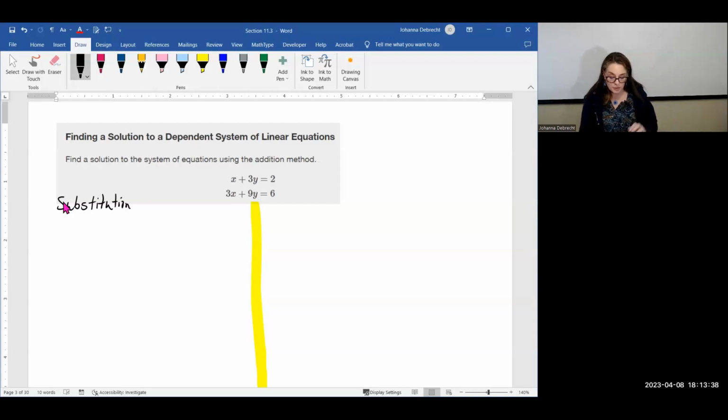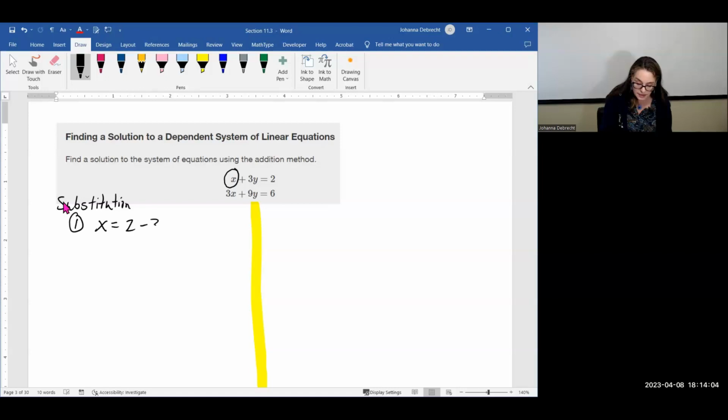Now, in this problem, I only have one variable term that is a good choice for substitution. I'm looking for one with a 1 or negative 1 coefficient, something easy to solve for. The only one that's a good choice is the x right there. So I'm going to take equation 1 and rewrite it as x equals 2 minus 3y. So I've rewritten equation 1 as x equals 2 minus 3y, and then I'm going to substitute for x in equation 2.